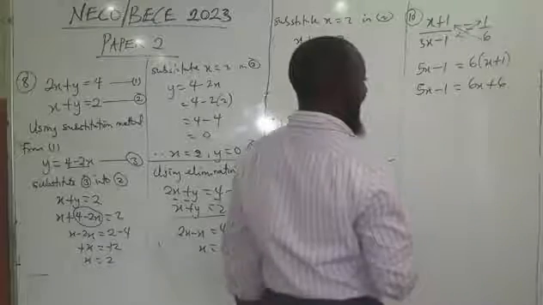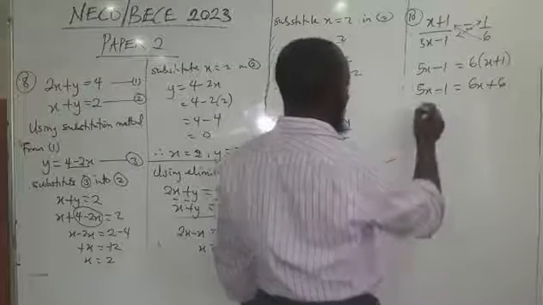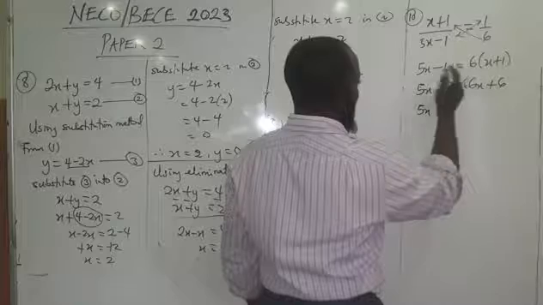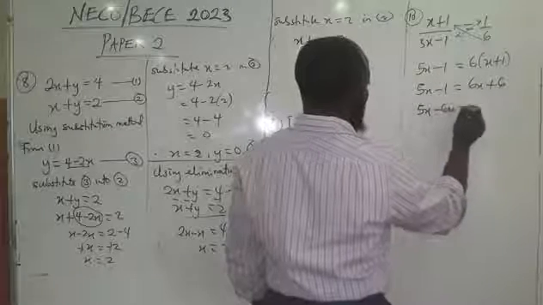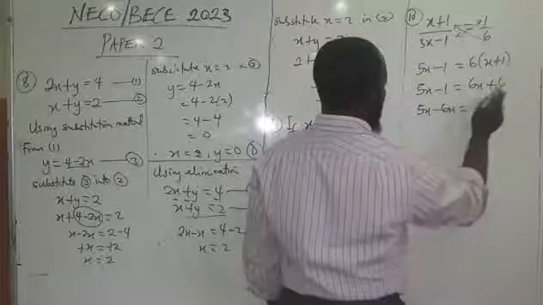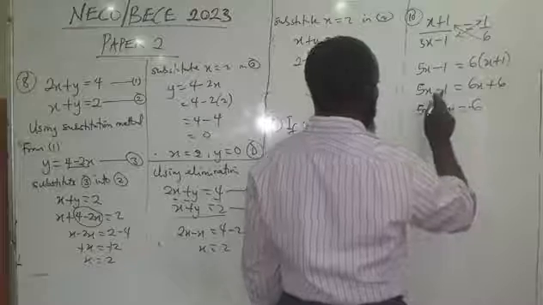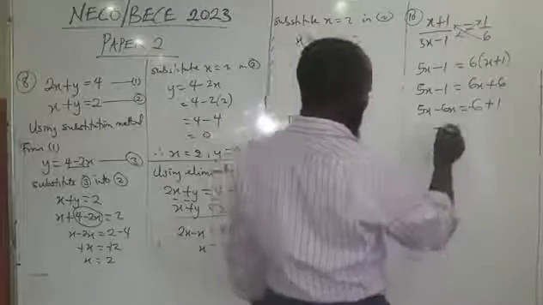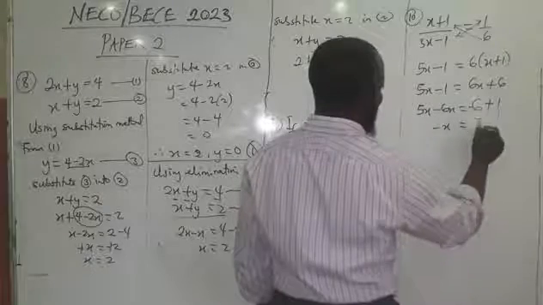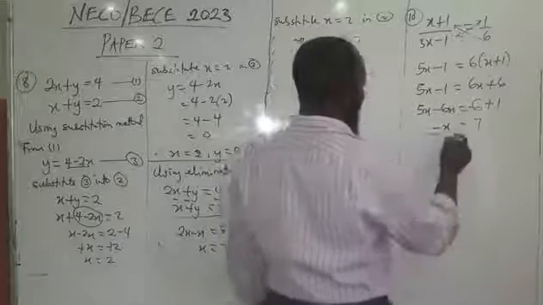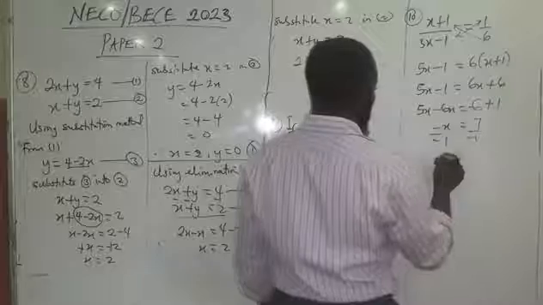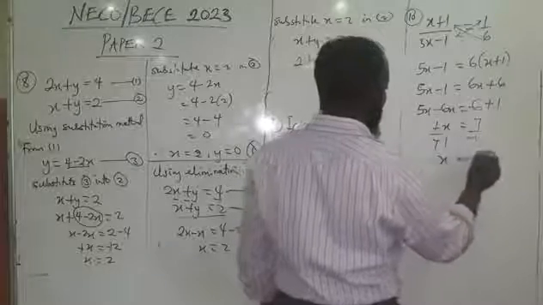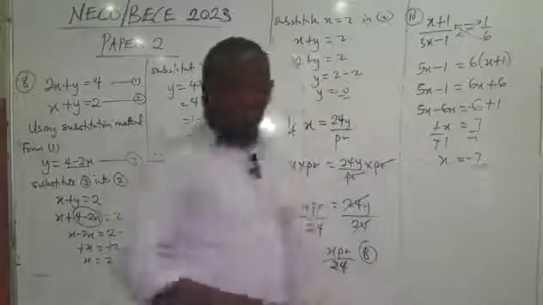So we collect like terms here. That's 5x, this becomes a minus 6x, equals 6. It remains 6 here. This is minus 1, becomes what? Plus 1 here. So this will give us minus x equals what? 7. So if I multiply by minus 1, that means x equals what? Minus 7. And that is option A.